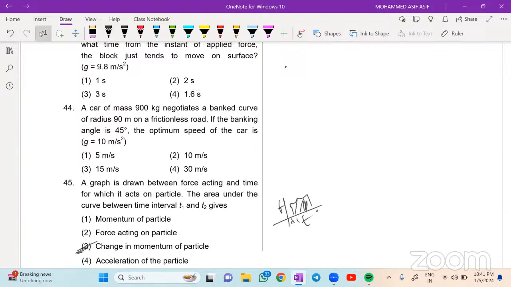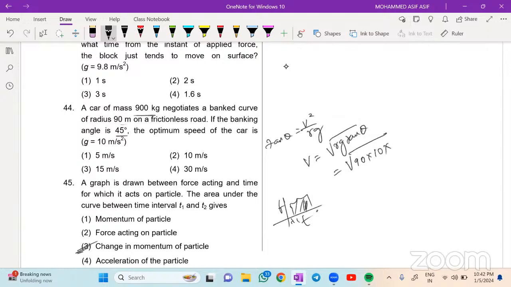44. A car of mass 900 kg negotiates a banked curve of radius 90 meters on a frictionless road. If the banking angle is 45 degrees, the optimum speed of the car will be equal to how much? Circular motion: tan theta equals v squared divided by rg. So v equals the square root of rg tan theta. The radius is given as 90, g is 10, into tan 45, and tan 45 equals 1. So this will be root 900. Root 900 is 30 meters per second.